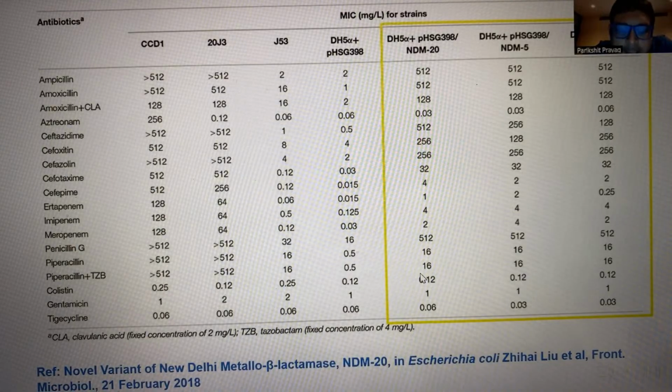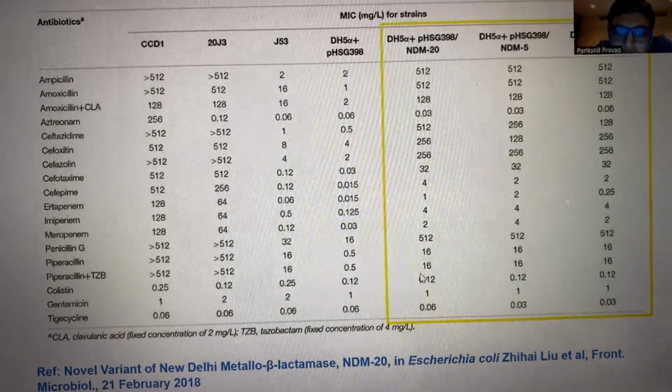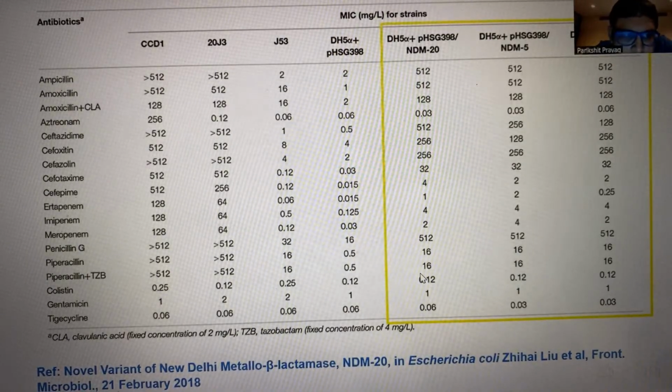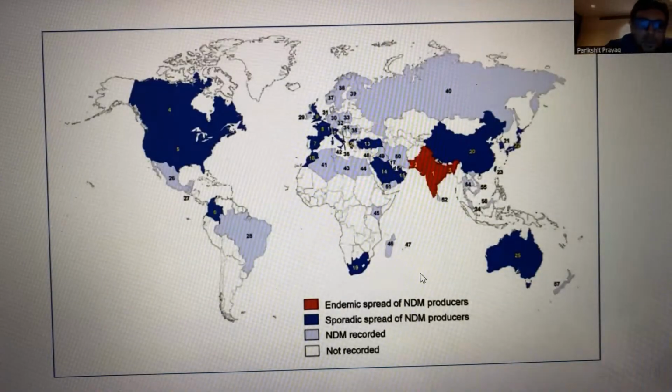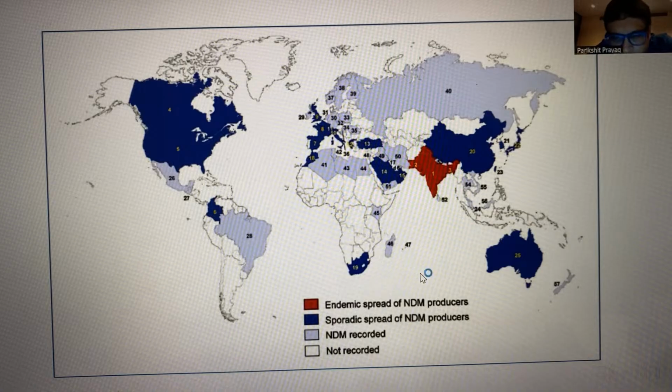They hydrolyze all our beta-lactams except aztreonam. So as you can see here, except aztreonam, all the beta-lactam values are on the higher side. Now, if you look at the geographic distribution, unfortunately, India is a place which is endemic for NDM producers. This was actually described in a Swedish patient who was backpacking in India and developed a Klebsiella infection, and then they found that this was a different enzyme which was genotyped to be the New Delhi metallo-beta-lactamase.